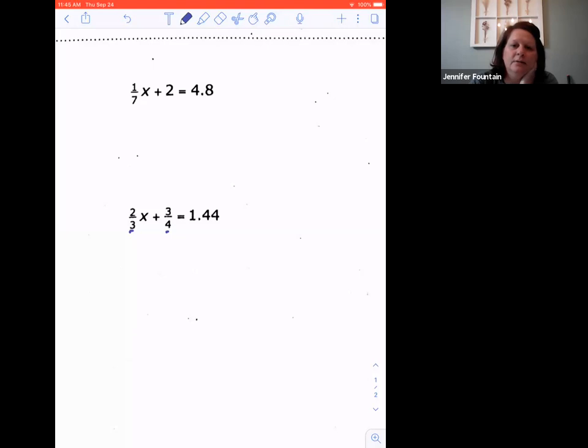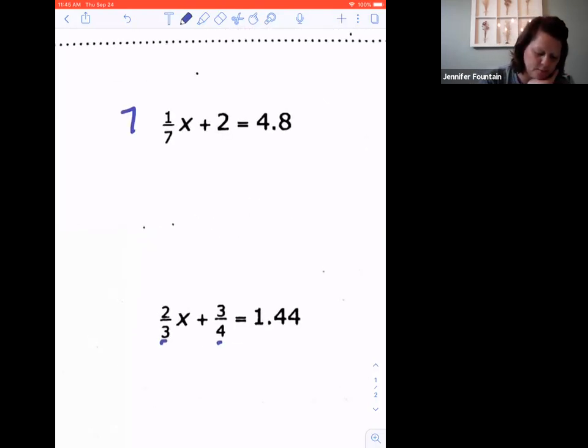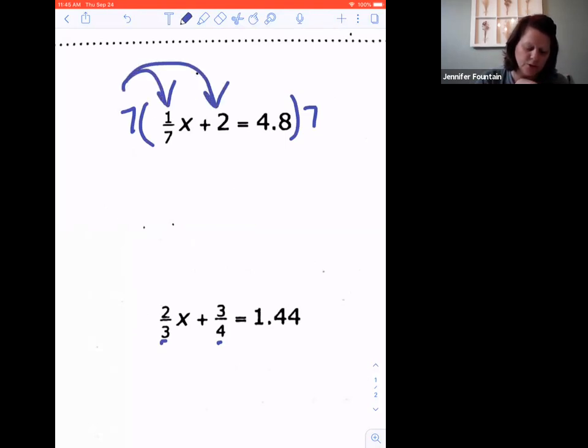All righty, we'll get ready to start going through these. So the first one, my denominator is 7. I know that I need to clear my fraction first by multiplying everything by 7. 7 times 1/7 x, 7 times 2, 7 times 4.8.